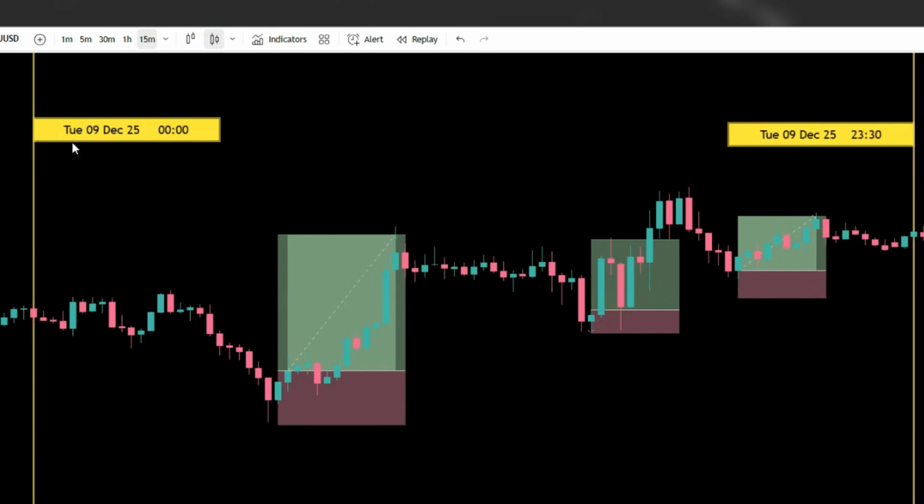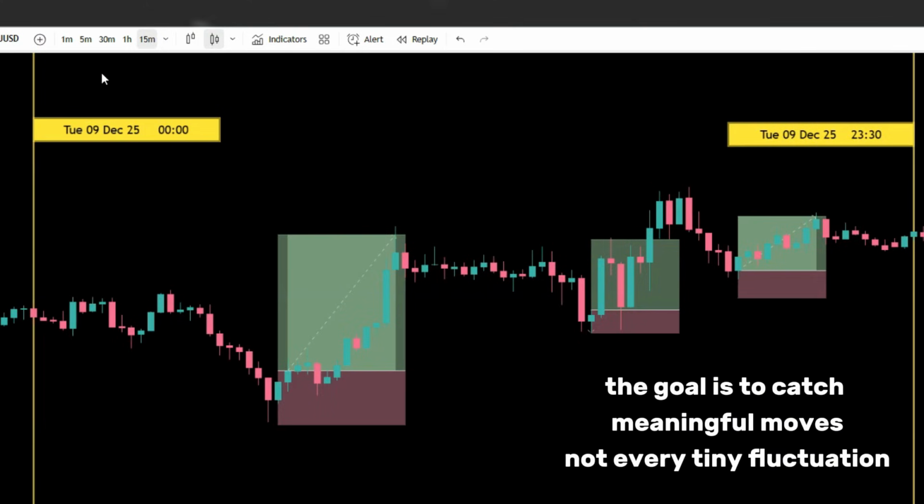To do this, we use higher time frames like 15-minute or 30-minute charts. These charts help us see the bigger picture and avoid getting caught in small, noisy price movements. Remember, the goal is to catch meaningful moves, not very tiny fluctuations.